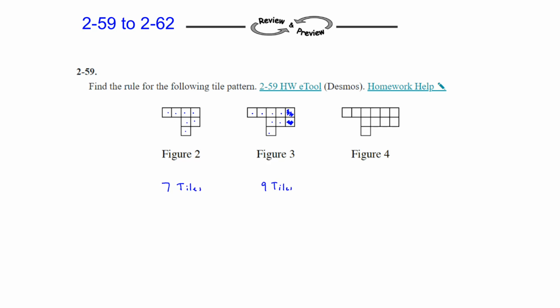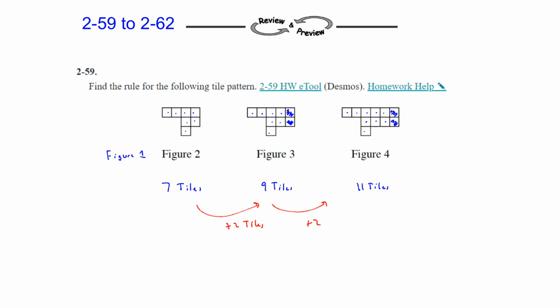Same thing on 4. You have 1, 2, 3, 4, 5, 6, 7, 8, 9, 10, 11. And once again, if you're paying attention, these 2 were added again. So you can see there's always 2 added on to the right-hand side. What would figure 1 look like, or at least how many tiles would be in figure 1? If we're adding 2 to go in this direction, we keep adding 2 tiles.